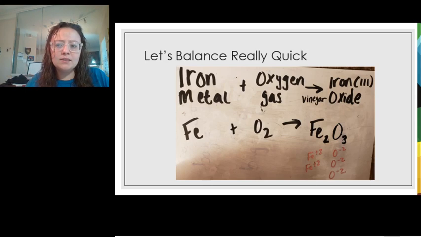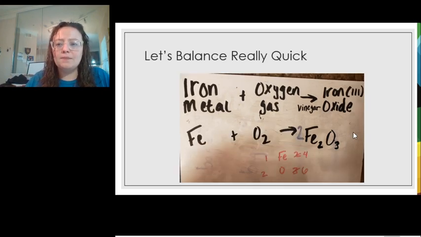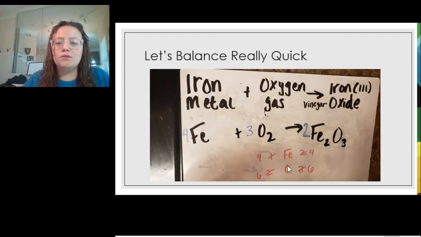Since those weren't balanced, let's balance it very quickly. Anytime we have 2's and 3's, to make that balance, we want to make it 6. So 2 times 3 is going to give me 6 oxygens. It's also going to give me 2 times 2, 4 irons. So if I want 6 oxygens on the other side, I need 3 times 2. And to balance out the irons, we need 4 irons right there.